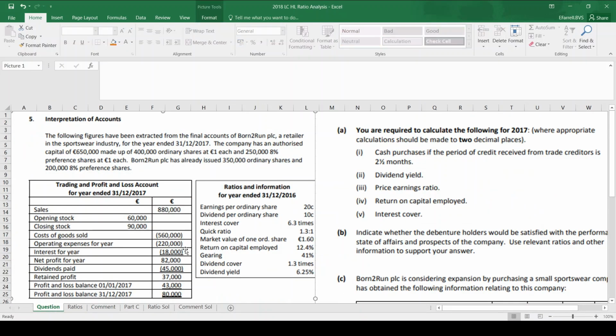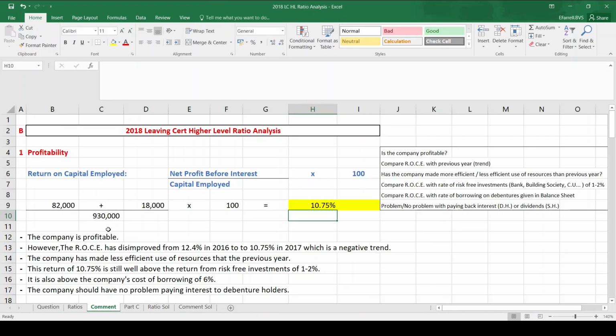So first of all, we see what the return on capital employed was last year. Last year, the return was 12.4%, which is higher. So the company is profitable. However, the return on capital employed has disimproved. It's gone down from 12.4% in 2016 to 10.75% this year, which is a negative trend. If it's gone up from last year, you would just change that to improved and positive trend. The company has made less efficient use of resources than the previous year because it has gone down. If it had gone up from the previous year, you would simply say the company has made more efficient use of resources than the previous year.